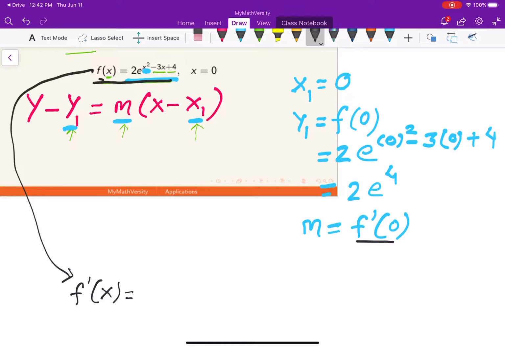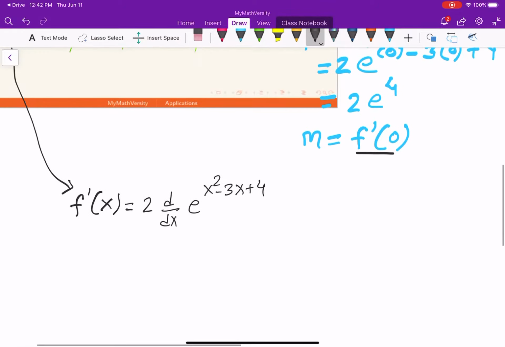So we have 2, right? Write down as it is, multiply by e to the power x square minus 3x plus 4. Because of the constant multiple rule, we can just find the derivative of e to the power x square minus 3x plus 4. This is what we can do. And what is the derivative of e to the power x square minus 3x plus 4?